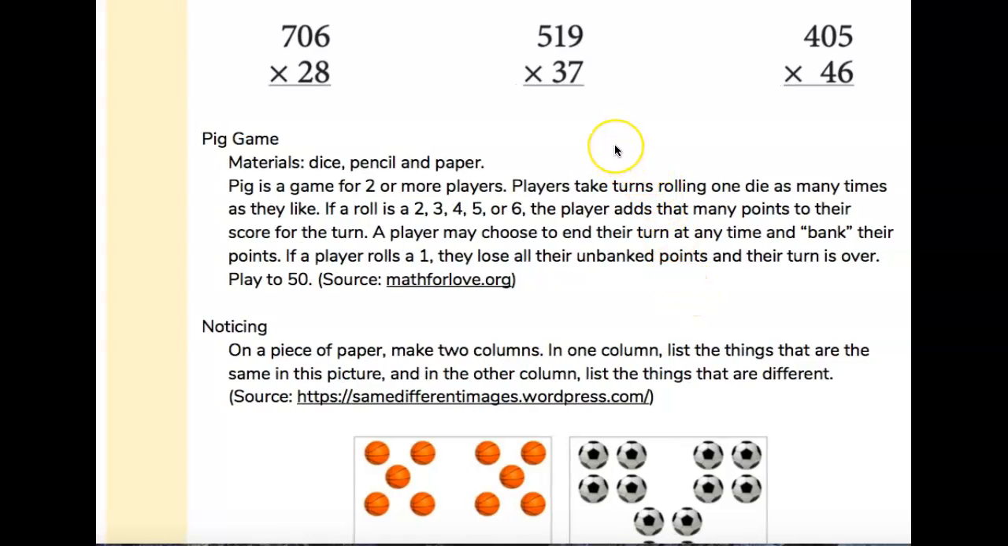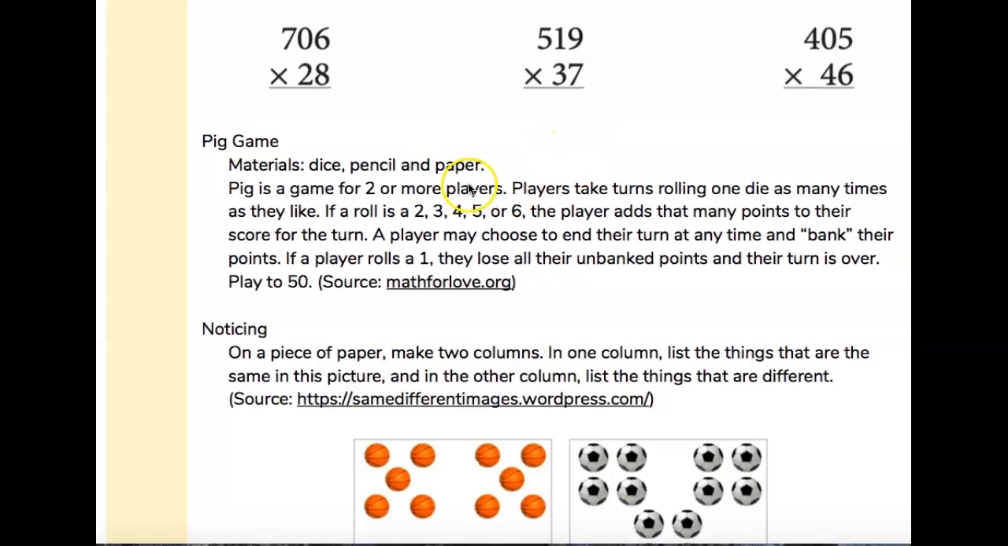So, 2 or more players. You just need 1 die, and you're going to roll it as many times as you want. And you want to get a 2, 3, 4, 5, or 6. And you're going to add all those numbers up. And at some point, you've got to decide to stop, because you could roll a 1.